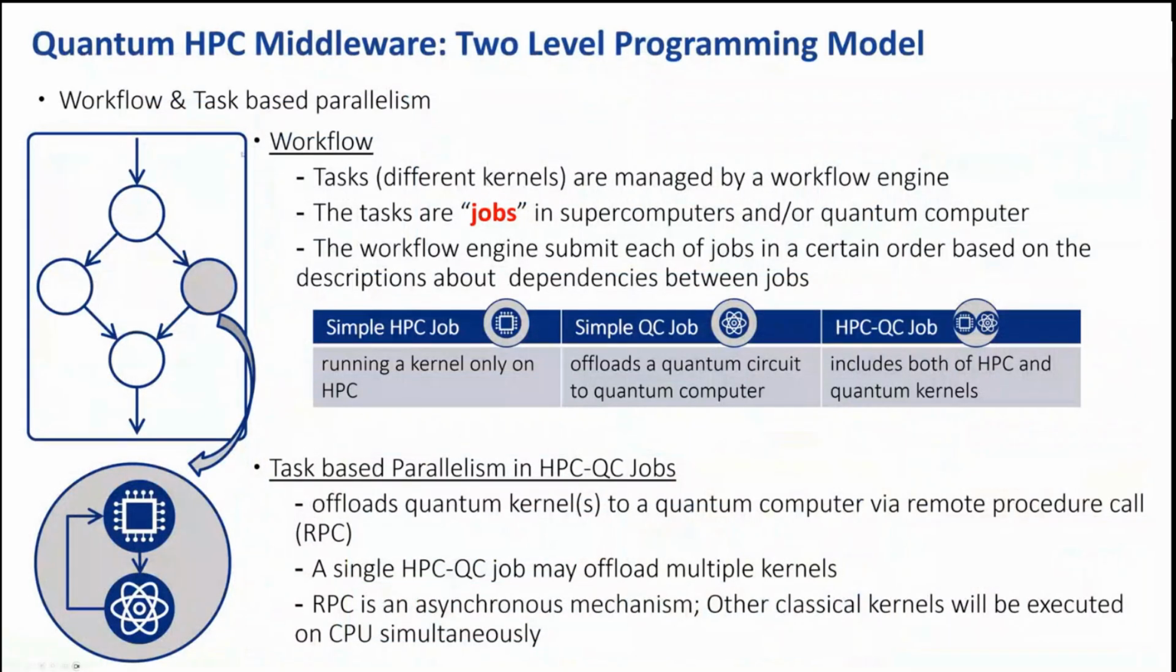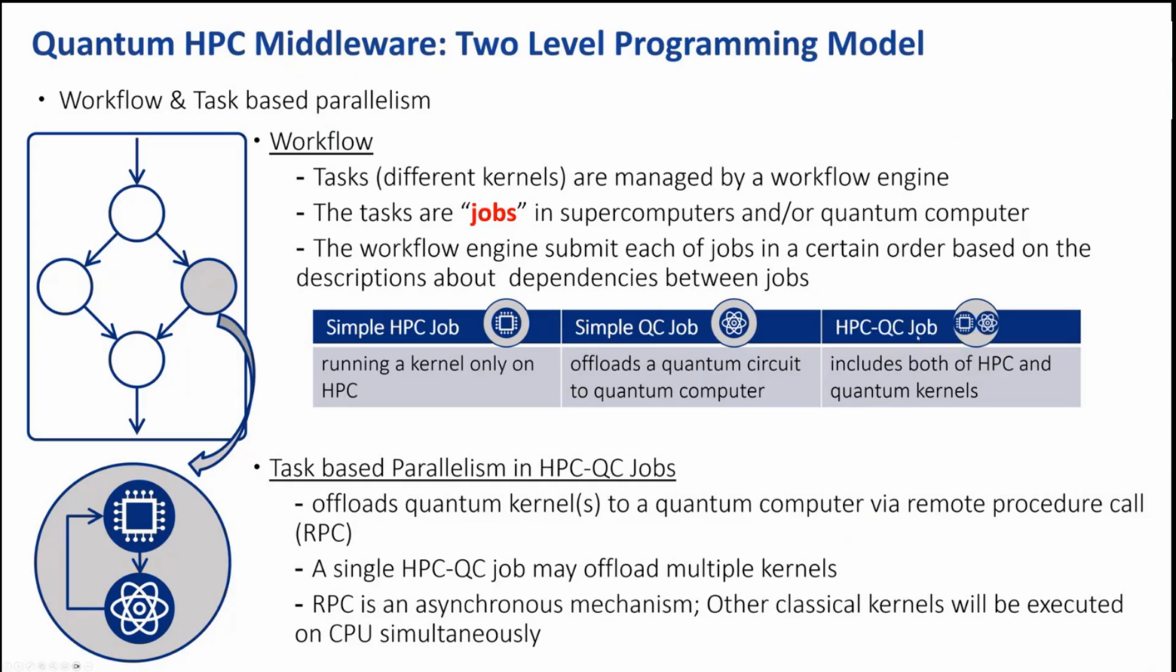So then we consider the quantum HPC program as a two-level programming model: workflow and task-based priorities. In the workflow, the tasks are considered the fine-grained tasks of a job over the supercomputer or quantum computer. So we ask users to separate jobs for the supercomputer and quantum computer as much as possible. And then our workflow engine submits each job in a certain order, based on the dependencies between jobs provided by the user. So we expect three different jobs in the workflow: first is simple HPC, then simple quantum, and then HPC-quantum.